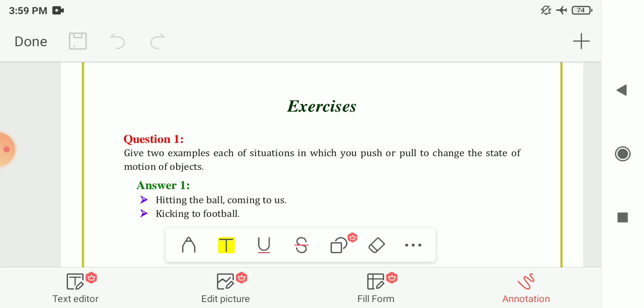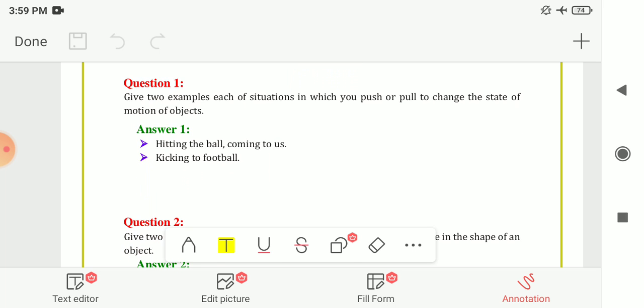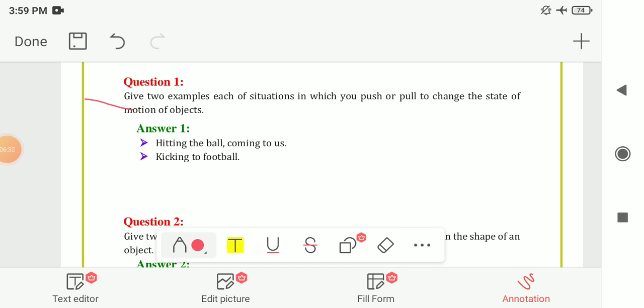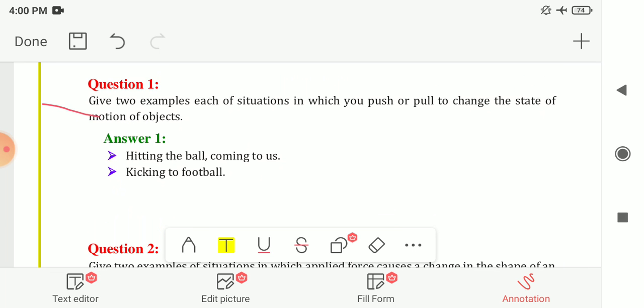Now let me start the exercise of this chapter. So the first question is, give two examples each of the situation in which you push or pull to change the state of motion of an object. You have to write two examples in which we are pushing or pulling such that the state of motion of an object gets changed.